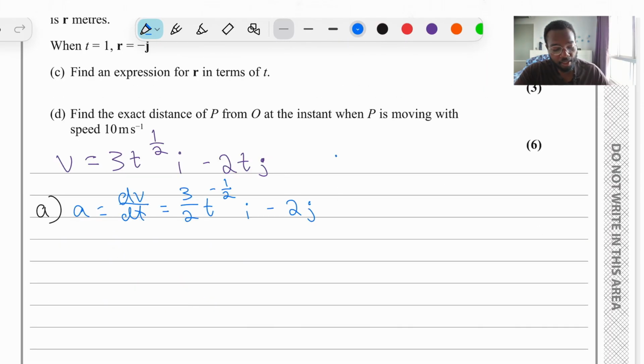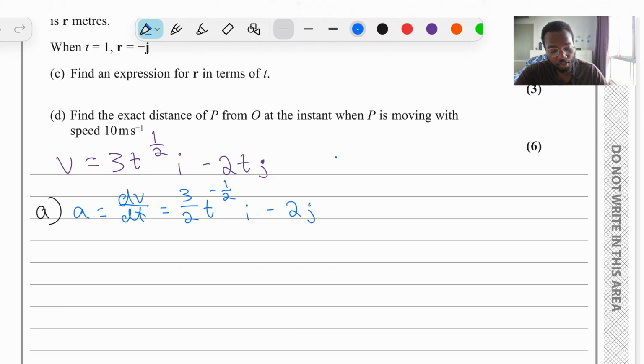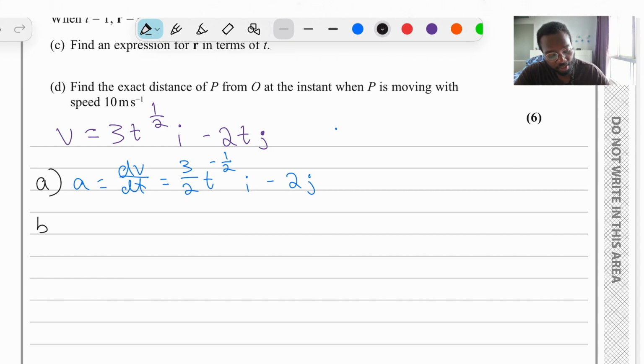For part B, we need to find the value of t at the instant when P is moving in the direction of i minus j. If it's moving in that direction, that means the velocity has to equal some scalar of i minus j. So the velocity, 3t to the power of a half i minus 2tj, must equal some scalar, let's call it lambda, of i minus j.